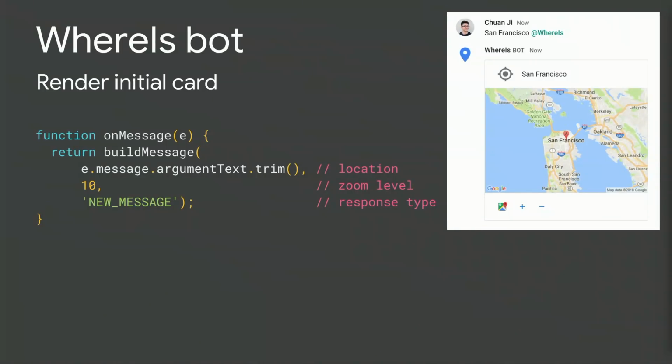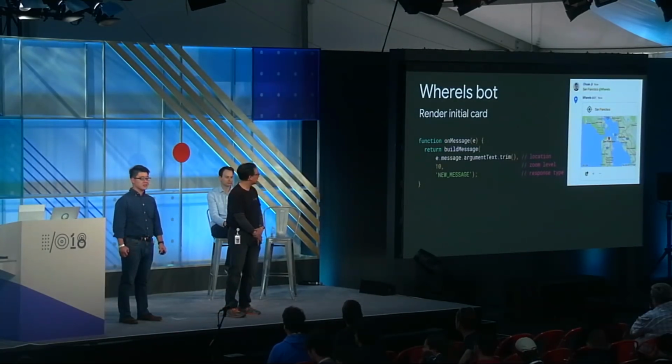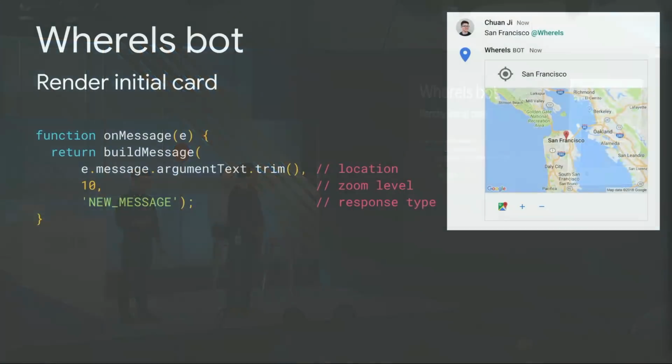But in this case, we're going to move the logic for constructing the card into a new function called buildMessage. Just note here that buildMessage takes in 3 arguments. It takes in the location the user typed, which is the argument text trim, so remove the space. It takes an initial zoom level, and a 3rd parameter, the response type. When a new message is sent, we always want to send a new message, so we use the new message type. We'll take a look at that later.